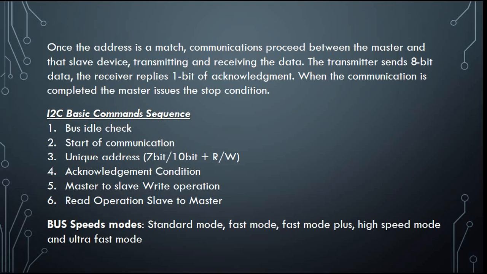So the bus speed modes, we have the standard mode, fast mode, fast mode plus, high speed mode, and ultra fast mode. All these modes are in order and they're usually in kbps or mbps.